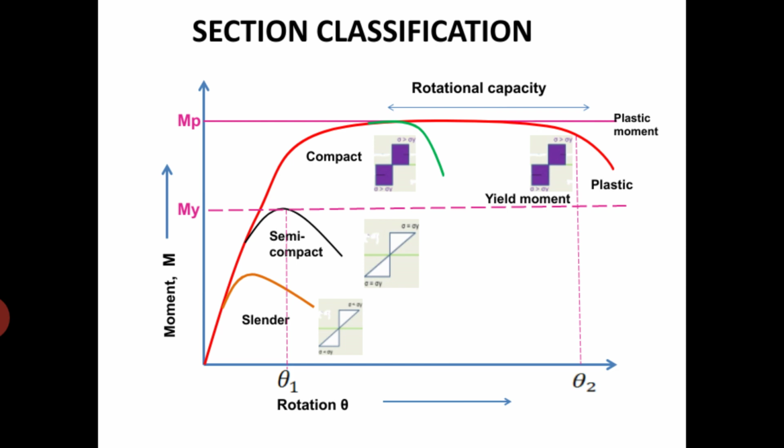So depending upon the strength of the structural components, the classifications are being made as plastic sections, that is class 1 sections, and the compact sections, class 2 sections, and the semi compact sections, that is class 3 sections, and the slender section, that is the class 4 section. This all depends upon the moment rotation curve. And again, these classifications are explained in IS 800 2007.